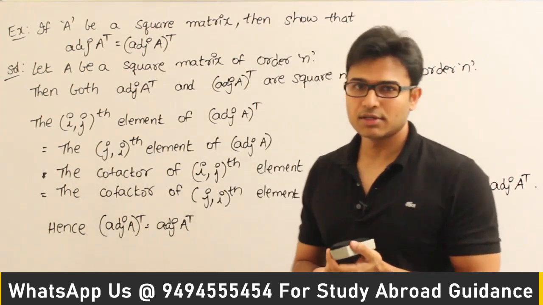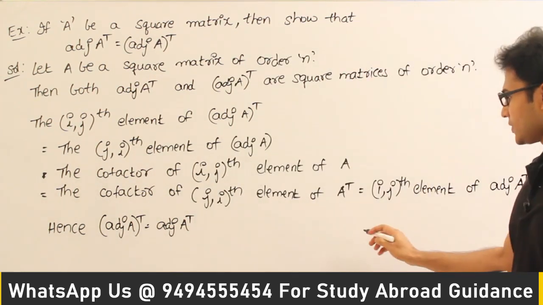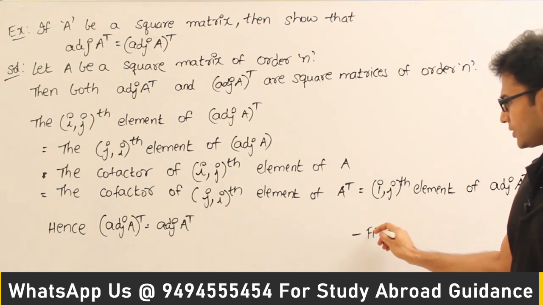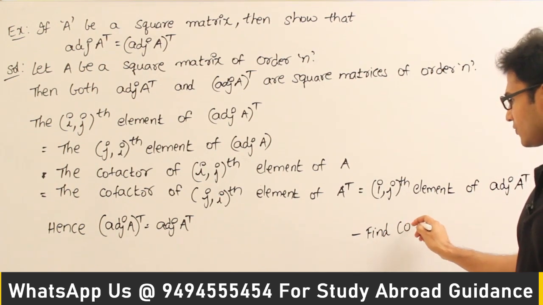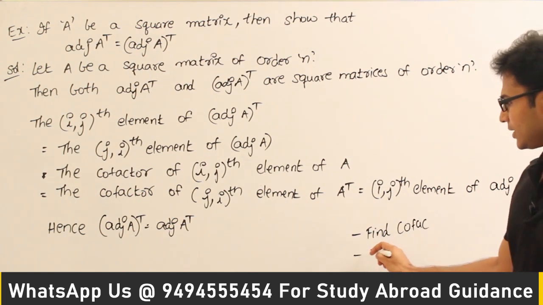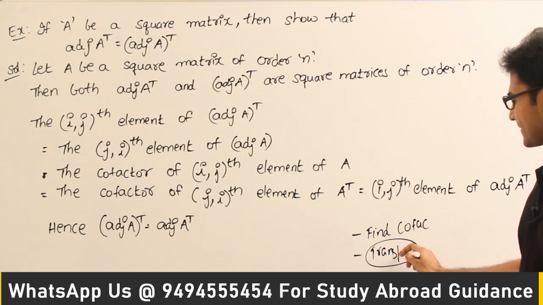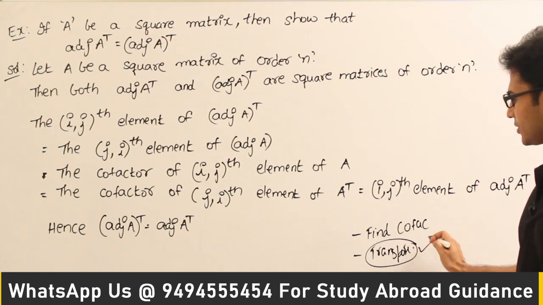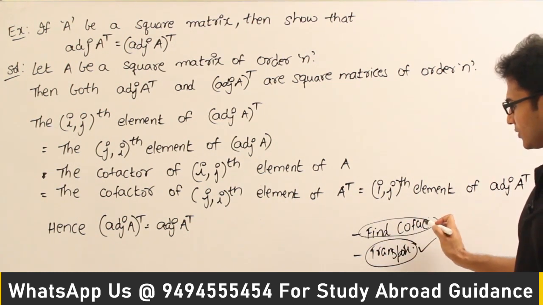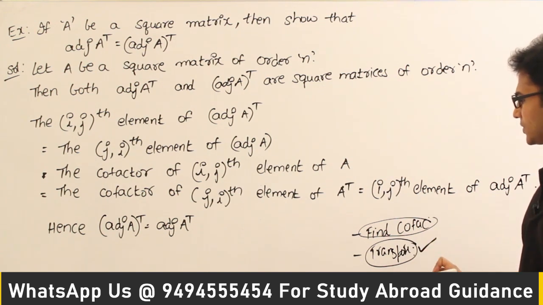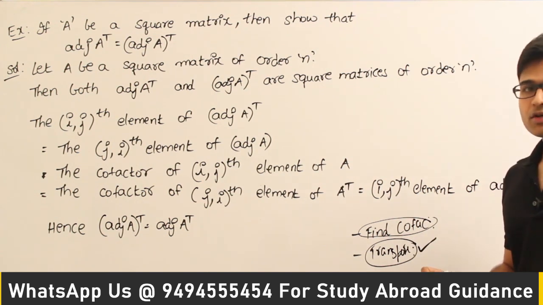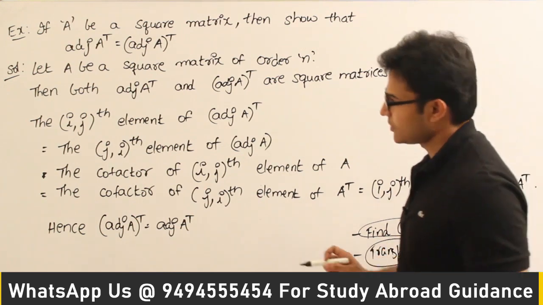So we are going to take 3 steps. How to find the adjoint? First, find the cofactors of each element and then take the transpose. Don't forget this step, it is important. Even after finding the cofactors, you are supposed to find the transpose. For every square matrix, adjoint exists. So this step is like this.